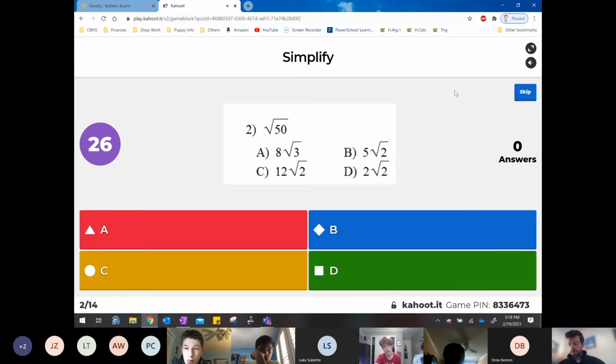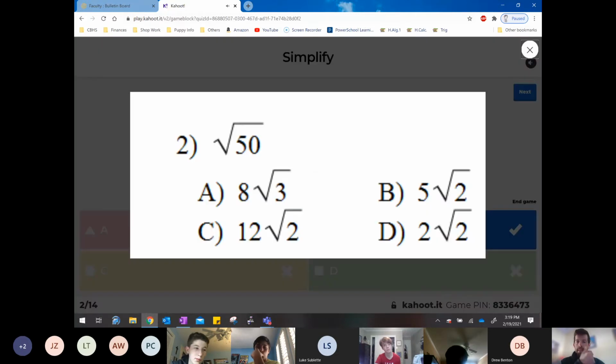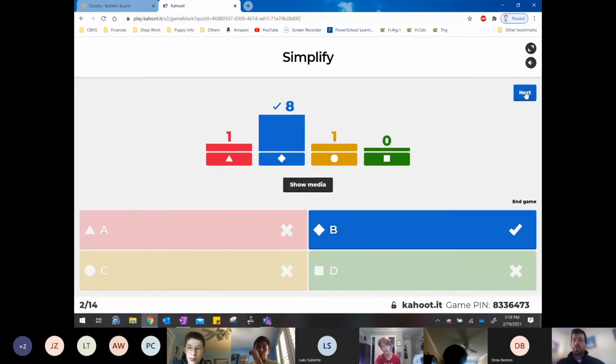Square root of 50. All right, got about 5 seconds. All right, again, pretty decent, right? 50, we just got through talking about 25, goes into 50 twice. So square root of 25, square root of 2. Square root of 25 is 5, so you got 5 square root of 2. Option B looked like it would be the way to go there.